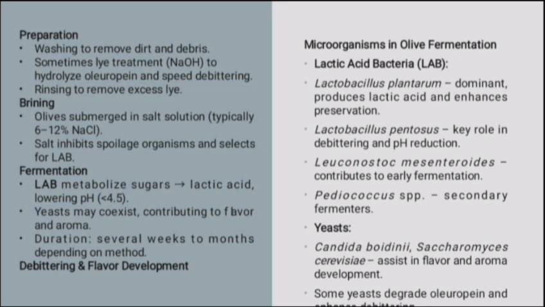Microorganisms involved in olive fermentation include Lactobacillus plantarum, which is dominant and produces lactic acid, Lactobacillus pentosus, which plays a key role in debittering and pH reduction, Leuconostoc mesenteroides, which contributes to early fermentation, and Pediococcus species as secondary fermenters. Yeasts such as Candida boidinii and Saccharomyces cerevisiae also assist in flavor and aroma development.